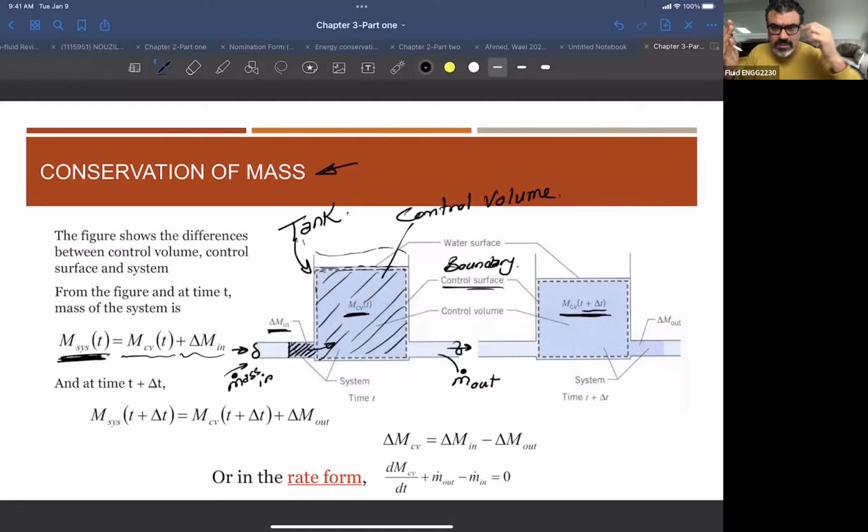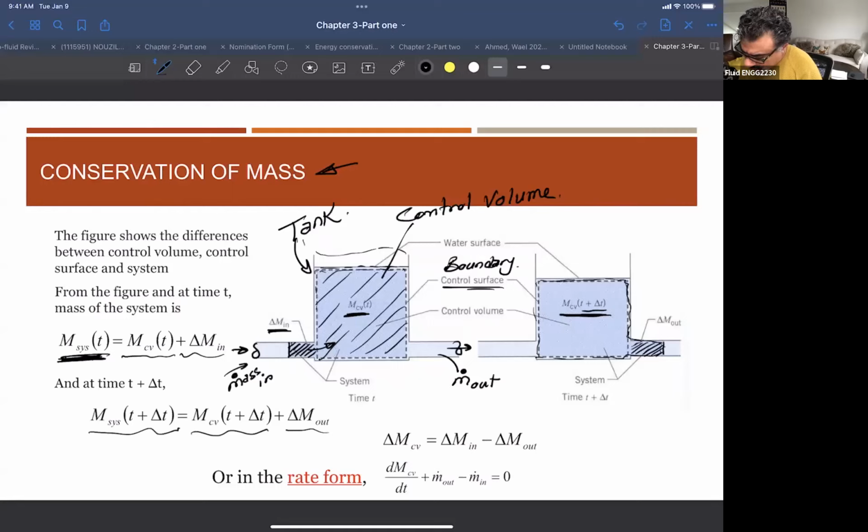In the first part here, the mass that was coming in, now at the time t plus delta t, there's mass going out. So this mass here is going out. So my system here becomes what? The mass that I'm considering now is the mass of the control volume at t plus delta t, plus the mass out.